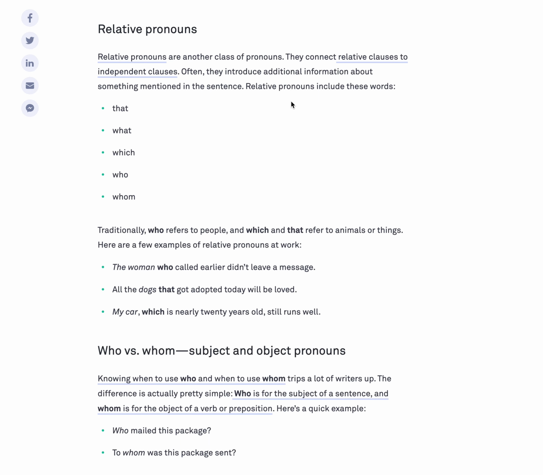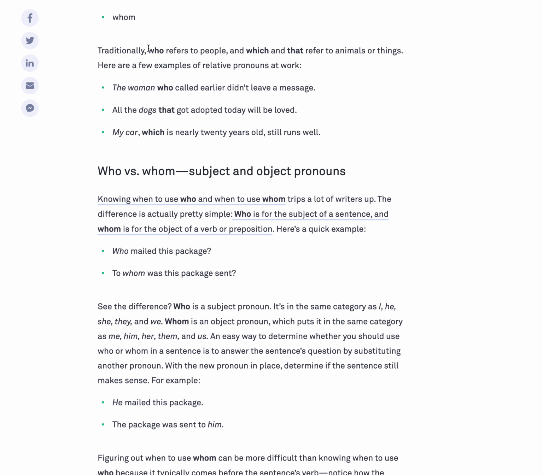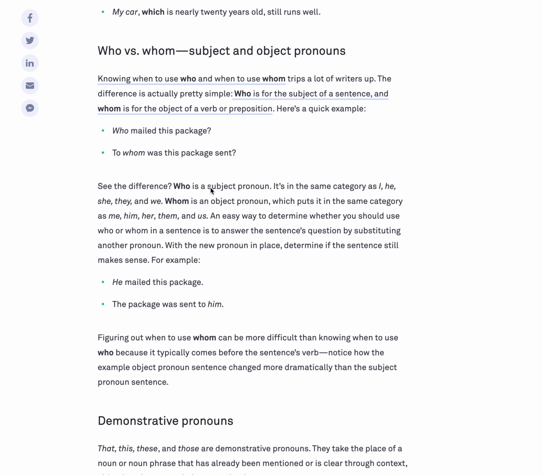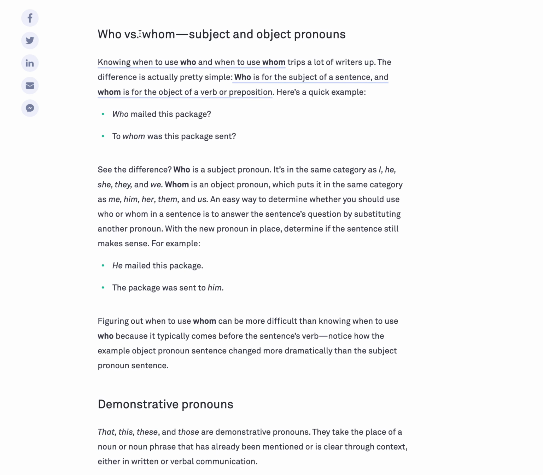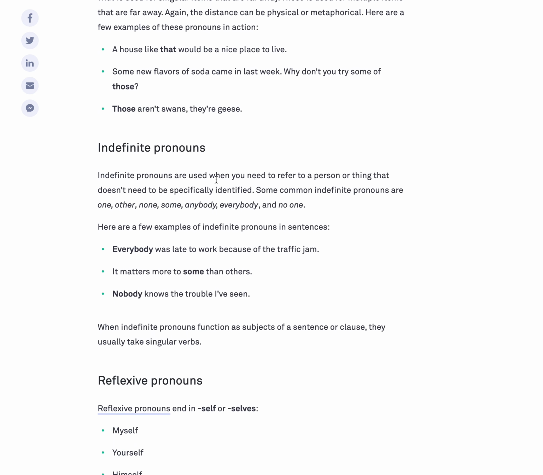Some other things. Oh yeah, this is a mistake I see a lot in essays. You use who to refer to people; which and that refer to animals or things. A lot of people use that or which when they're talking about people. Try to avoid that. An easy way to tell the difference between who versus whom is who is a subject pronoun and whom is an object pronoun, meaning that who is always going to do the verb and whom is always going to have the verb done to it. This package was sent to whom; to whom was this package sent. So remember that.